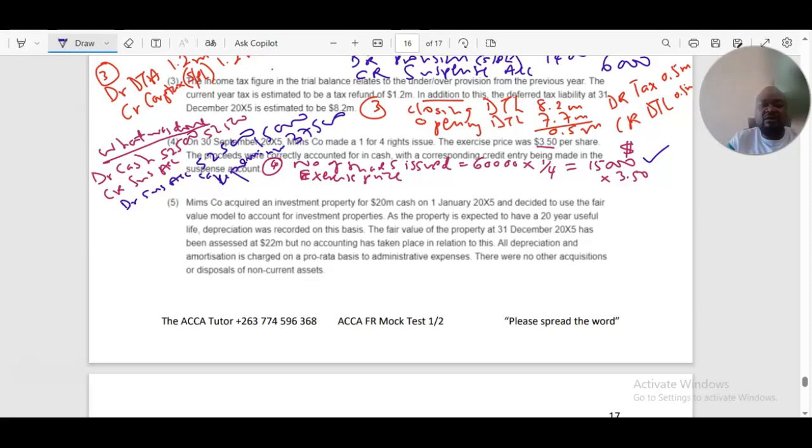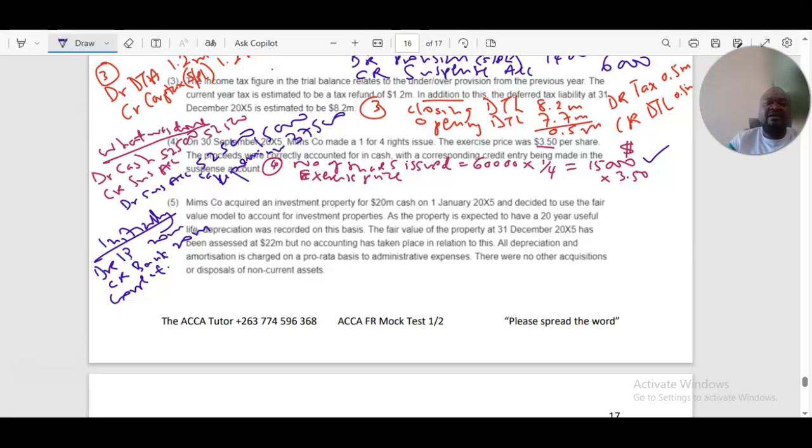So obviously, on the initial recognition, what they did correctly, right? They debited investment property 20 million, which was good, and credited the bank 20 million. It's essential. This was correct. However, now, end of year.